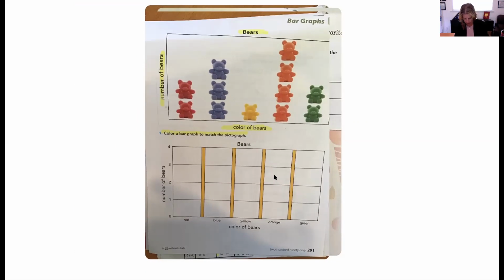Now, here is the color of the bears, and here is the number of the bears. So this right here, guys, up at the top, that I'm circling, this is the pictograph, okay? That is the pictograph on the top. It uses pictures or symbols to show. Now, on the bottom, we are going to make the bar graph, which uses a bar. And at the end of the bar, we can see what we need to know about those colors of bears and how many there are.